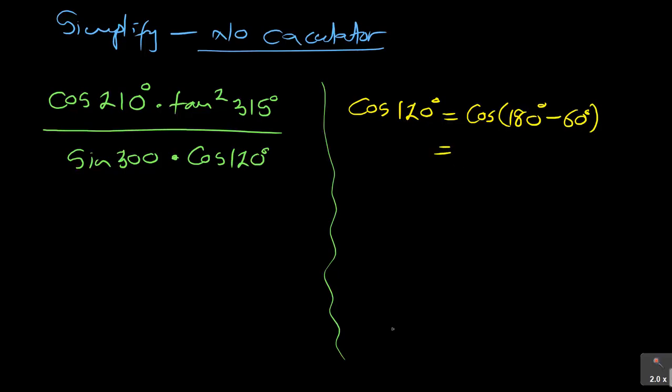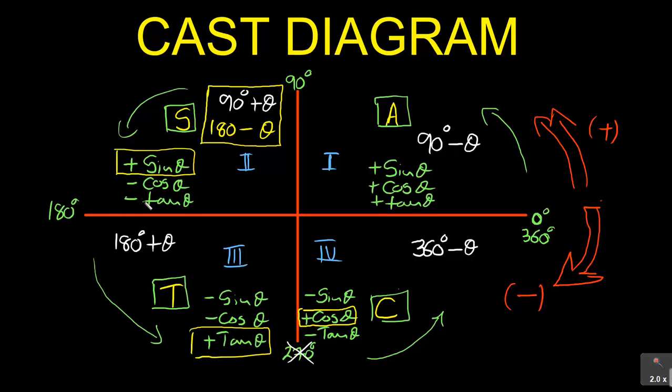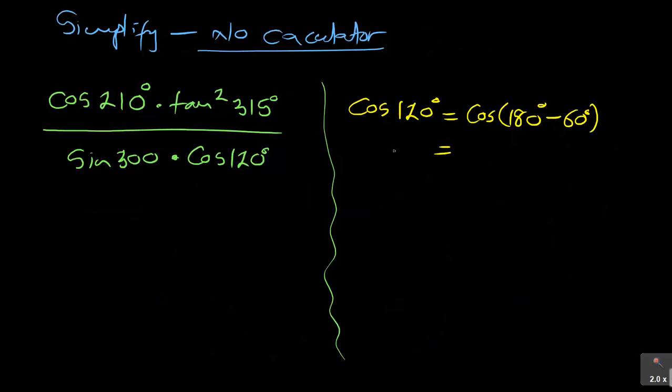Now the next question I ask myself is, what is cos in this quadrant? You can see that cos is negative in this quadrant. So the answer then becomes negative cos 60. See that? I have reduced cos 120 into negative cos 60. By the way, they said no calculator. We're going to use our calculator later and then get everything done.